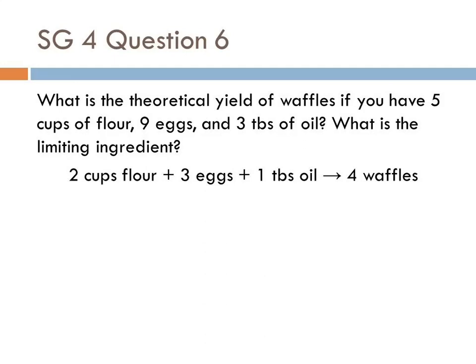Well, let's take we have our equation there, and let's take these numbers and put them in, so just to kind of organize our information. So we have 5 cups of flour. So under flour, I'm going to write 5C for 5 cups. We have 9 eggs. And we have 3 tablespoons of oil.